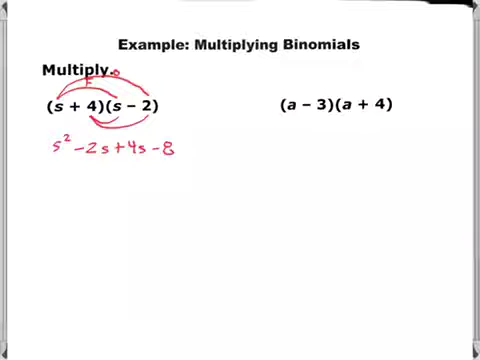So now that we used FOIL, and FOIL can also be called sometimes crab claw, because if you look at it, it kind of looks like a crab claw if you've made your lines correctly. And so now the last thing we have to do is combine like terms, because we've got negative 2s and 4s in the middle. And when we do so, we end up with s squared plus 2s minus 8 as our answer.